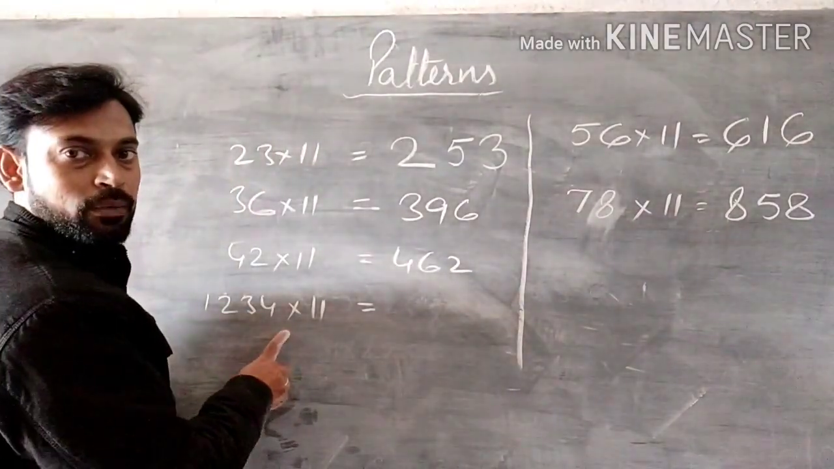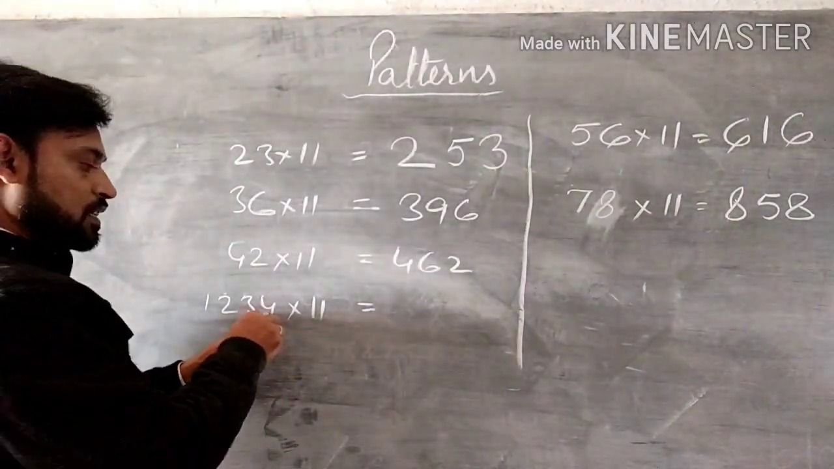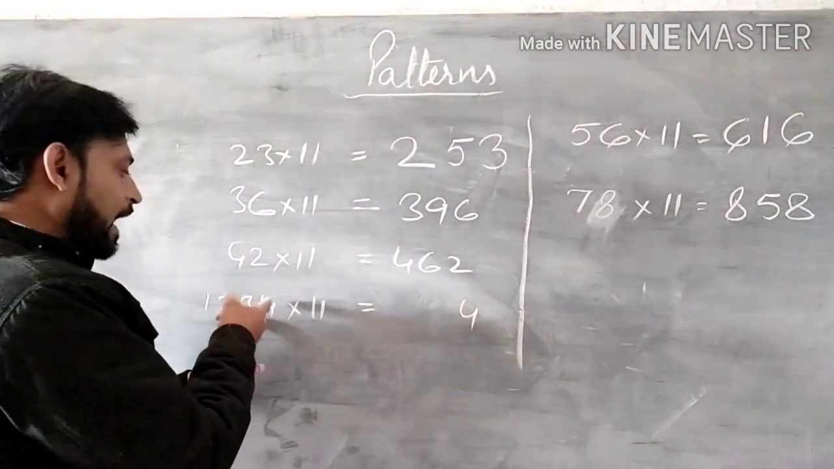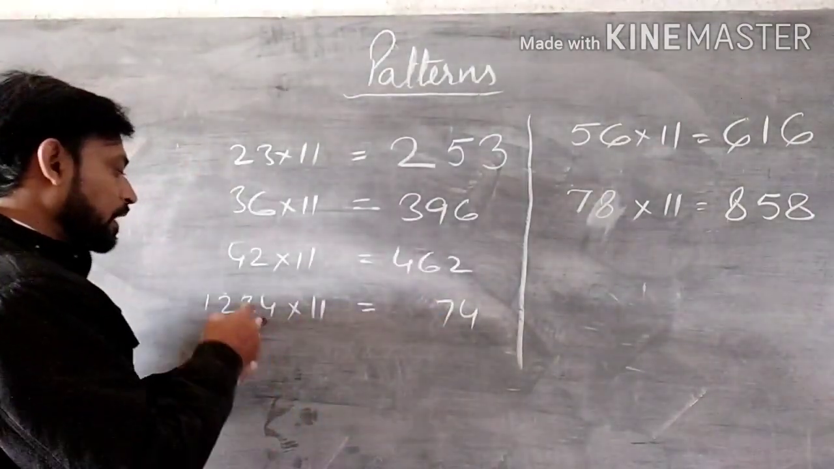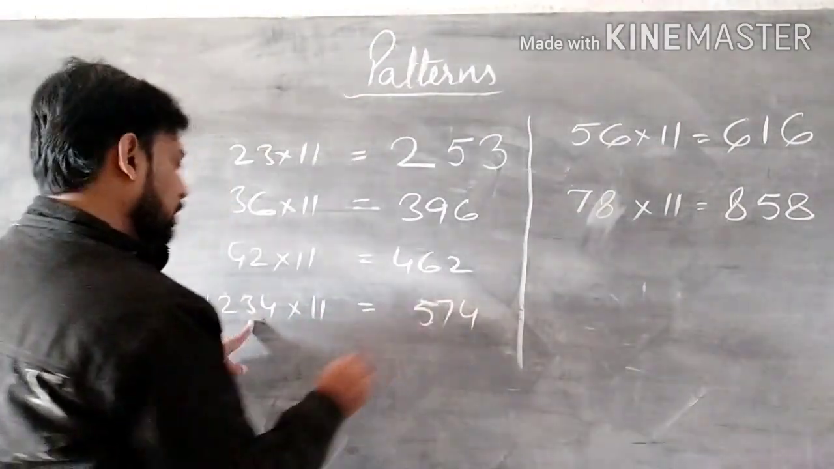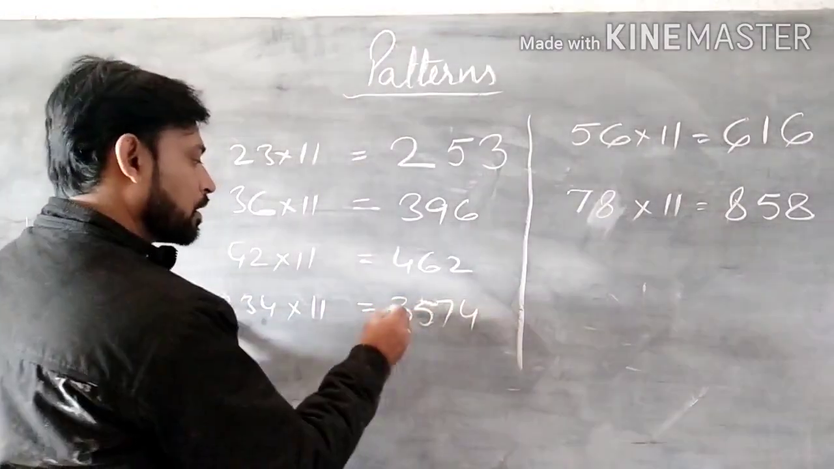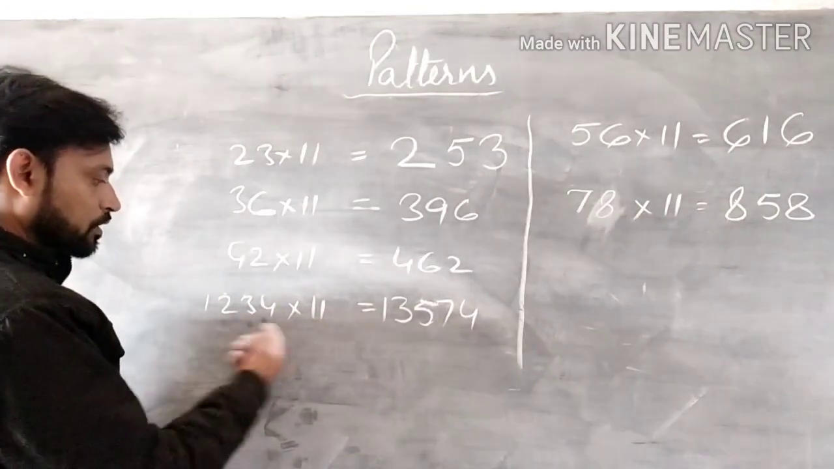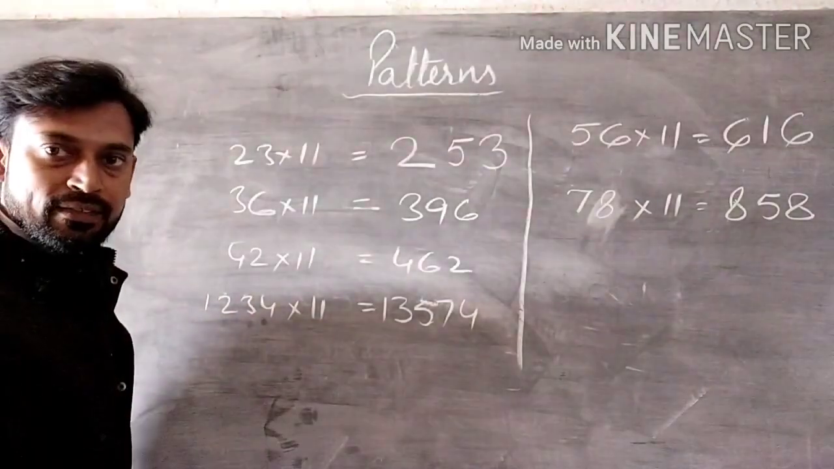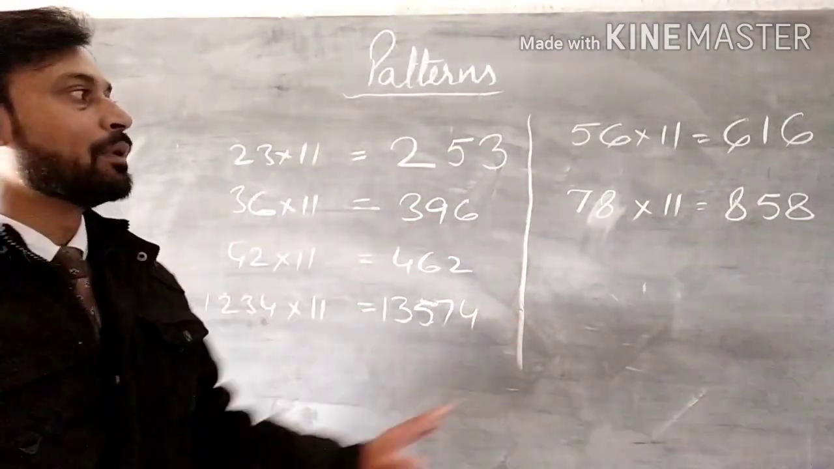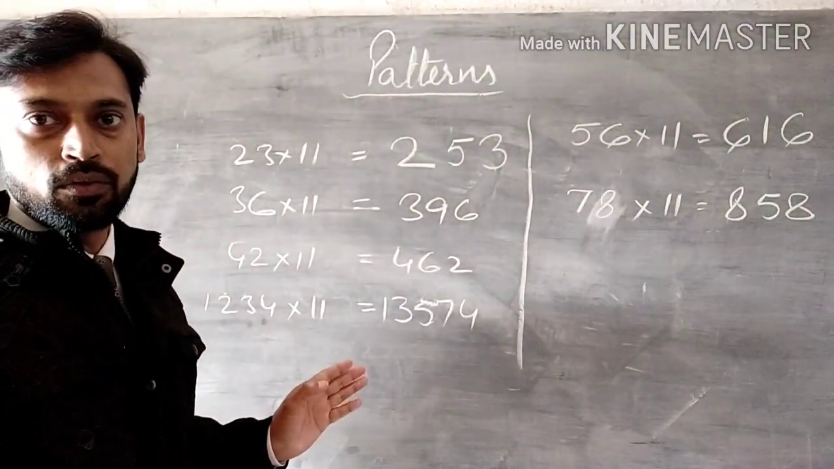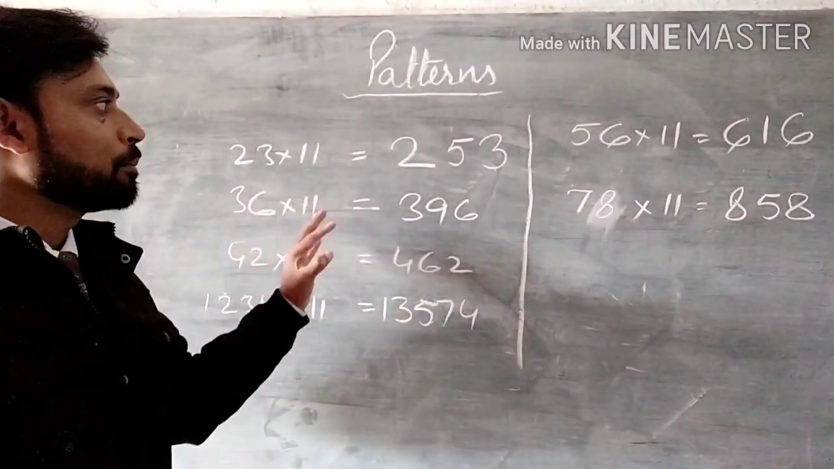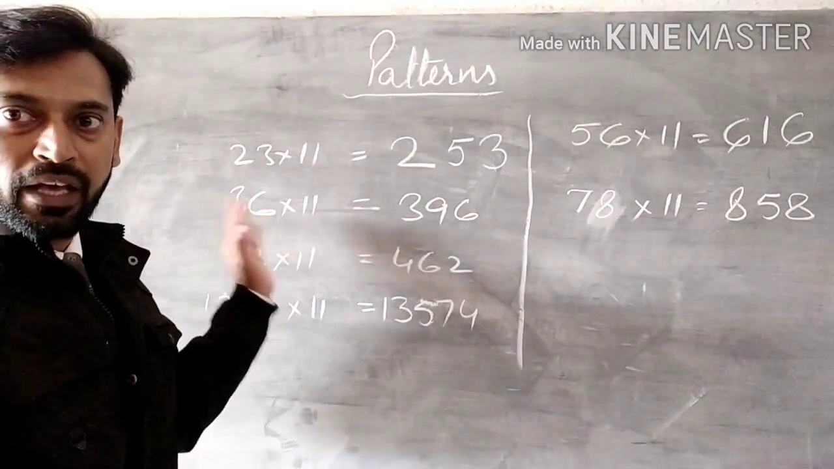Now this is a 4 digit number. How will you do this type of question? Just write 4 first. This is the ones place, 4. Then add 4 plus 3 is 7. Then 3 plus 2 is 5. Then 2 plus 1 is 3. And then 1 as it is. So this will be the answer of this much bigger number. Is that clear? And all we are multiplying by 11. So I hope you have understood the concept behind multiplying any number by 11.